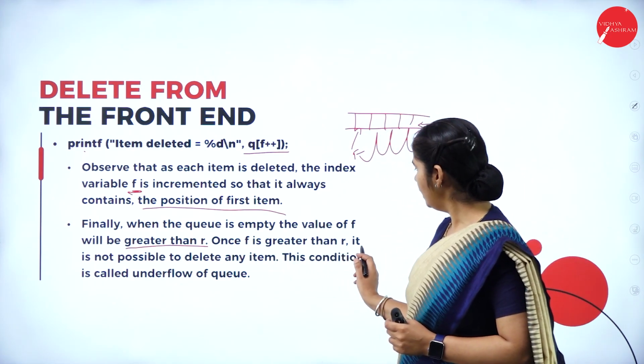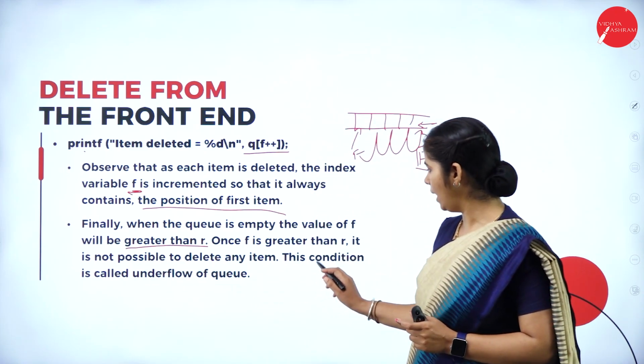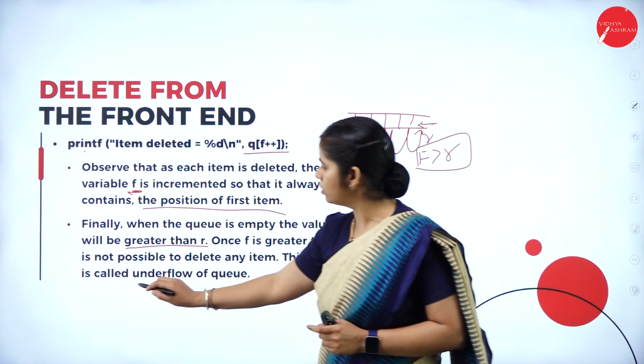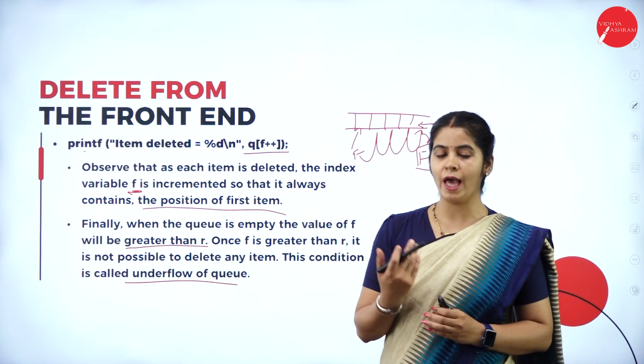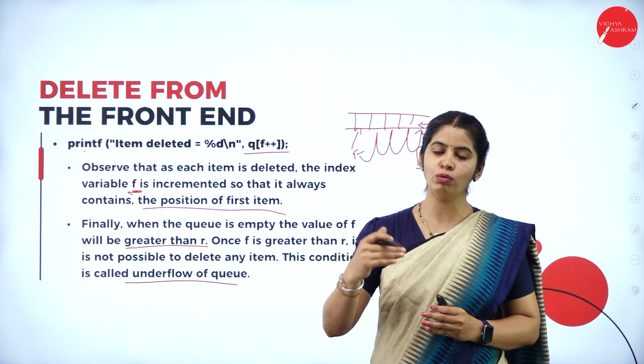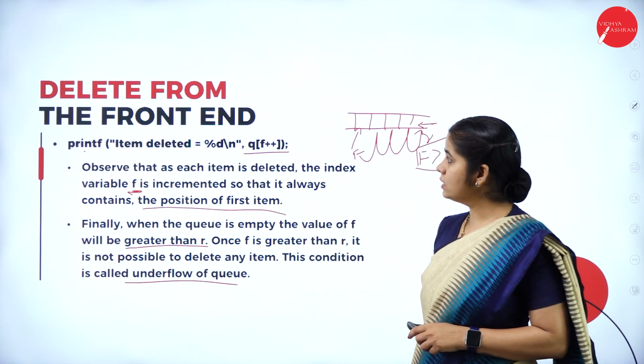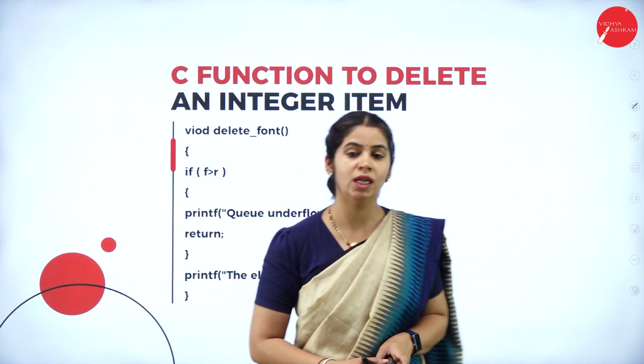So once F is greater than R, it is not possible to delete any element. This condition is called the queue underflow condition. So what we have to check? We have to check whether the elements are there in the queue to delete or not. Let us see the C code for this particular deletion operation.